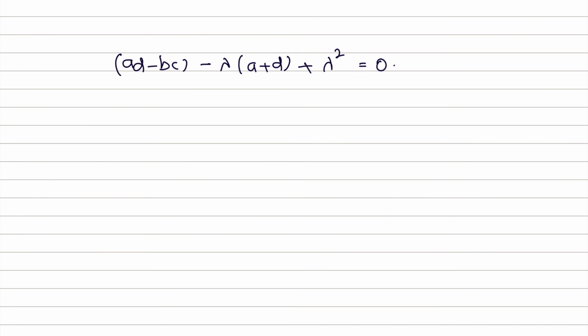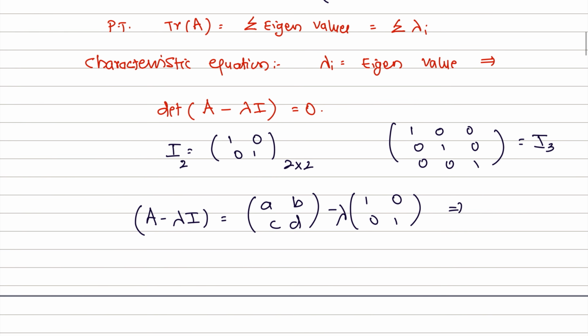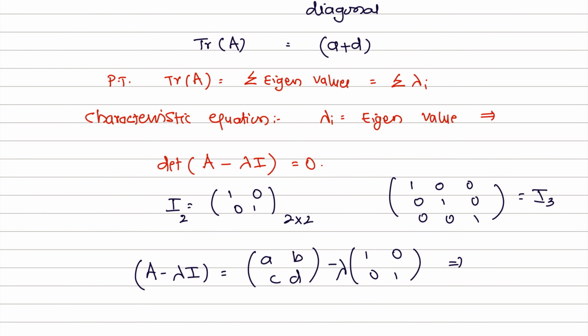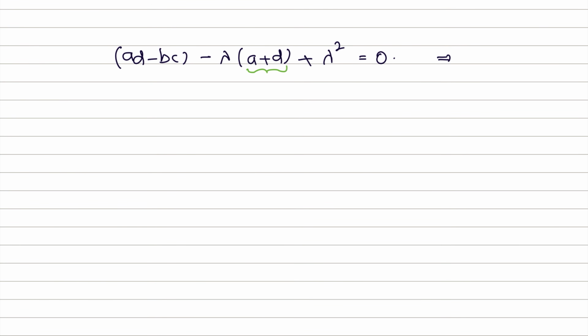Now tell me, what is the value of A plus D here? Can you guess? We have already seen from the definition of trace that A plus D is equal to the trace. Can I write it like this? Lambda square minus lambda into trace of A plus AD minus BC.